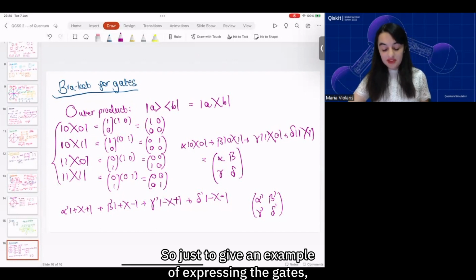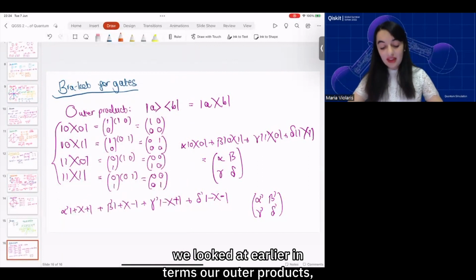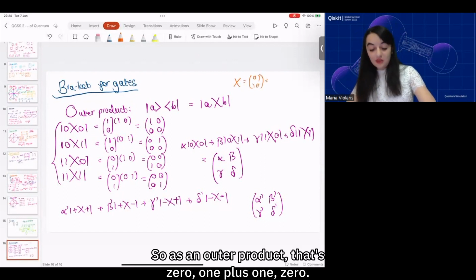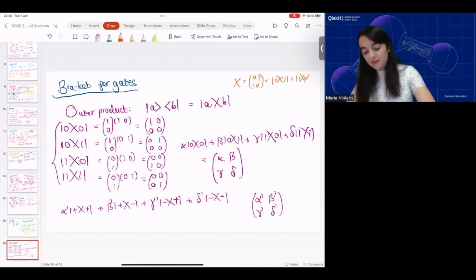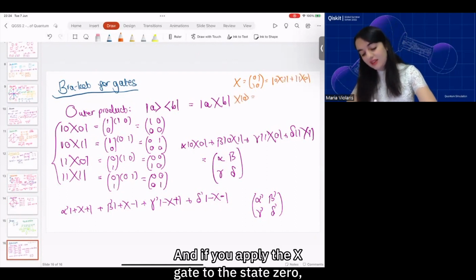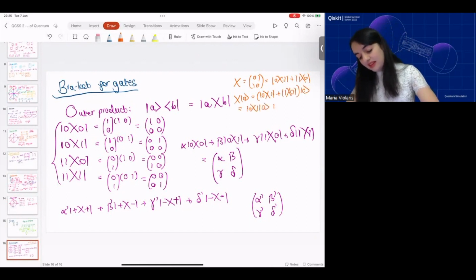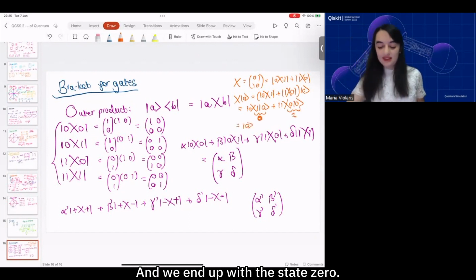So just to give an example of expressing the gates we looked at earlier in terms of outer products, the X gate was 0, 1, 1, 0. So as an outer product, that's |0⟩⟨1| plus |1⟩⟨0|. And if you apply the X gate to the state |0⟩, then we have |0⟩⟨1| plus |1⟩⟨0| applied to the state |0⟩. We can multiply this out. And then you'll see here that this inner product becomes 0. This inner product becomes 1. And we end up with the state 0.